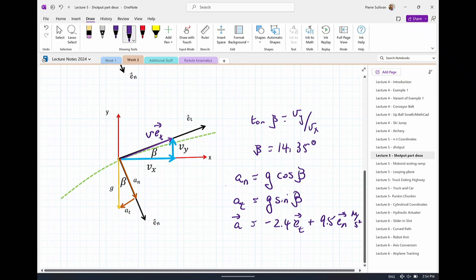So if I do that, I can take g, take cos beta, sine beta. Sine beta gives me a sub t, cos beta gives me a sub n, and I have the two component parts. Now the other thing that's good, when I draw this out, I can see immediately that a sub n is acting in towards the center of curvature, so that's a positive value. So that's 9.5. This one is pointing in the opposite direction of the motion. And because it's pointing in the opposite sense of the motion, it's a negative value. So my tangential acceleration is minus 2.4.